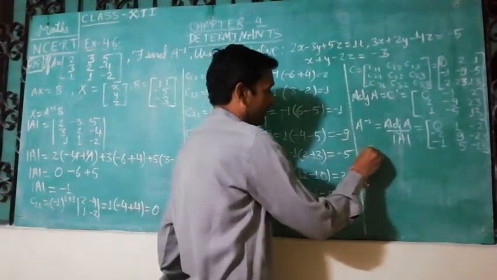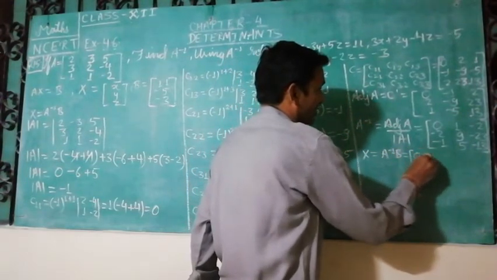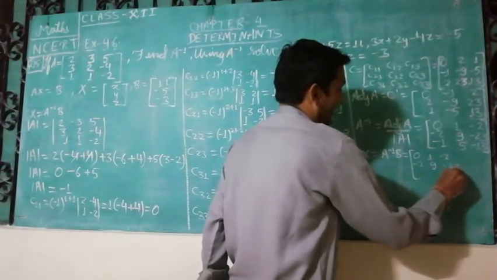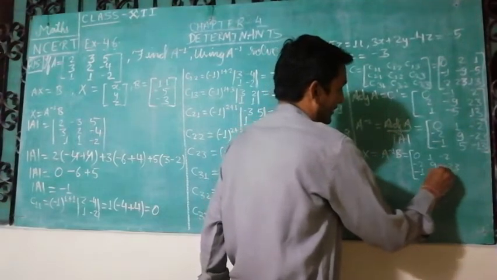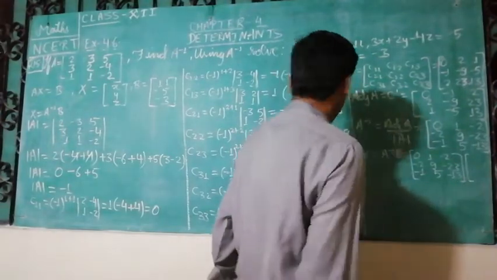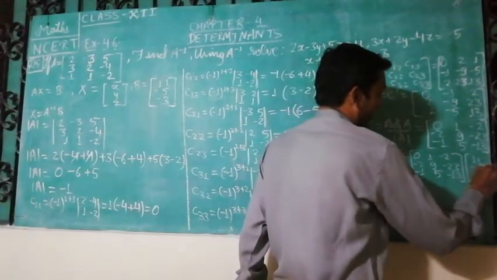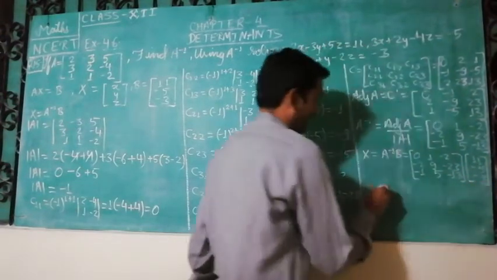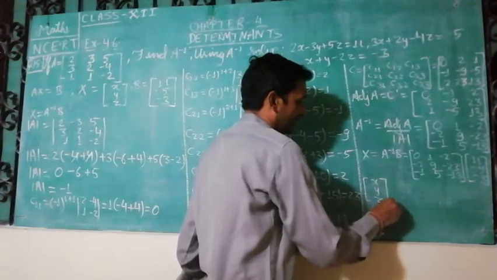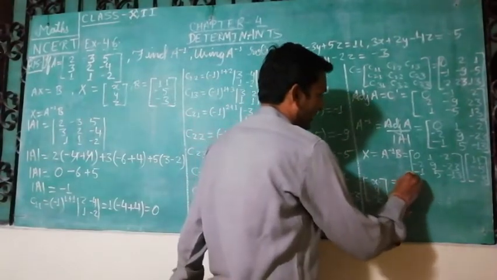Now X is equal to what? A inverse B. That is equal to 0, 1, minus 2, 9, minus 23 and minus 1, 5 and minus 13 into the value of B. What is B? It is 11, minus 5, minus 3. Now let us solve it. On multiplying it, what will we get? Here it is x, y, z, of course. Because the value of x, y, z is equal to, I am multiplying here.